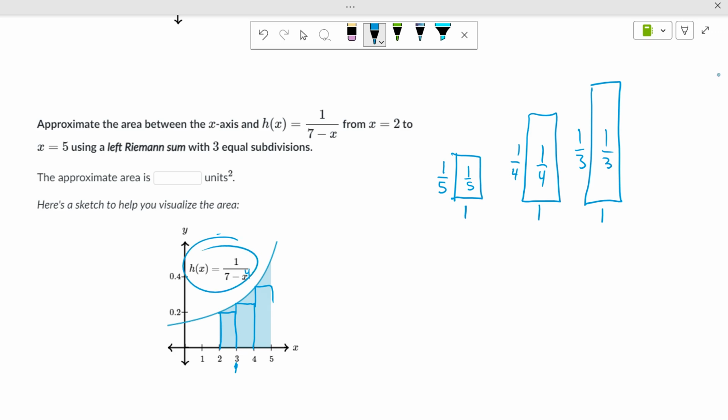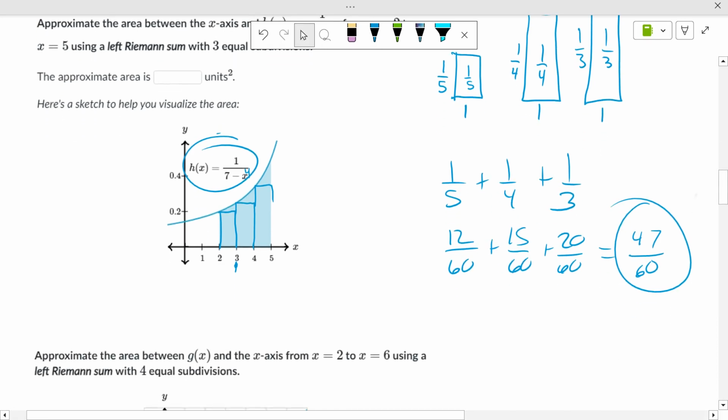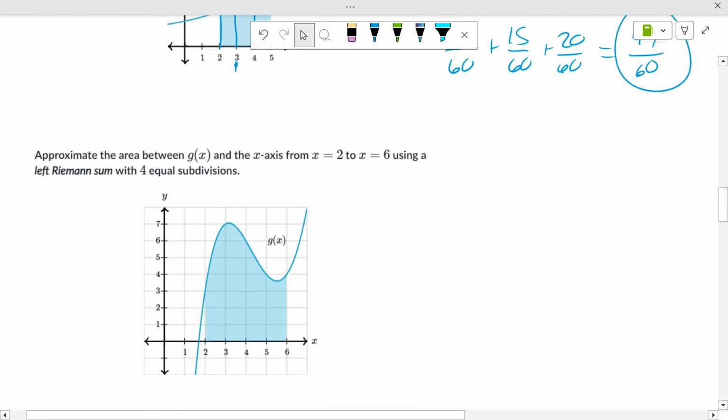So if you take 1/5 plus 1/4 plus 1/3 and get a common denominator, 60 is the common denominator. So multiply by 12, so this is 12/60ths, this is 15/60ths, and this is 20/60ths, which is 47/60ths. That's the area of those rectangles. So that's a left Riemann sum for that.